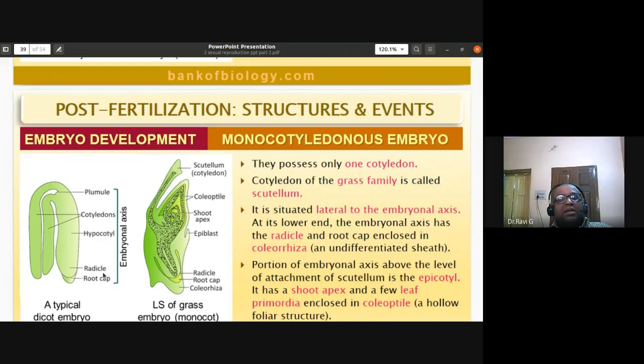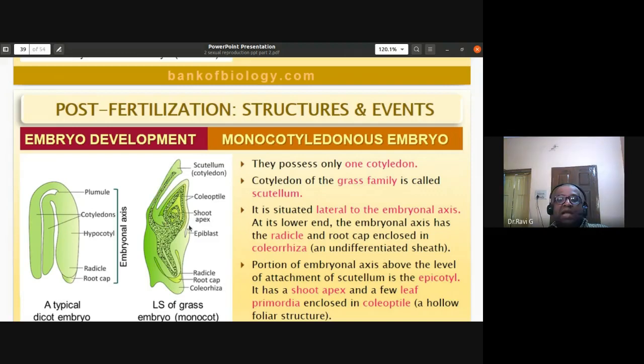Whereas the monocotyledonous embryo possesses only one cotyledon, and we call it scutellum. The cotyledon of the grass family is called scutellum. It is situated lateral to the embryonal axis at its lower end.